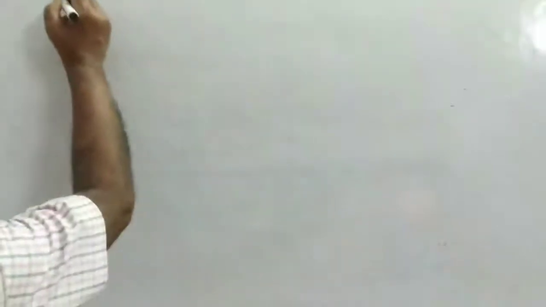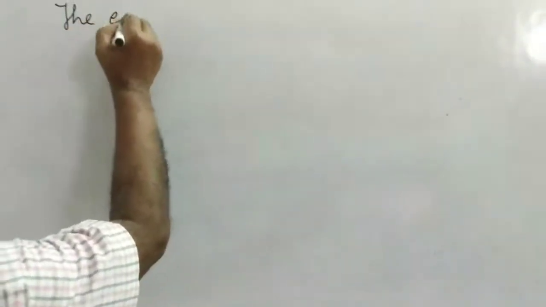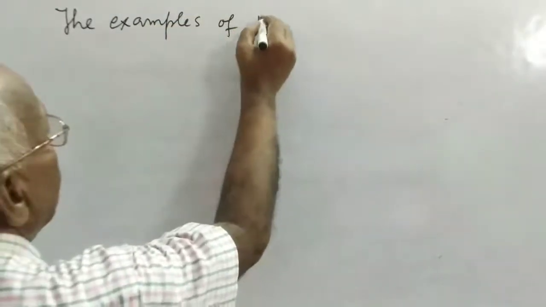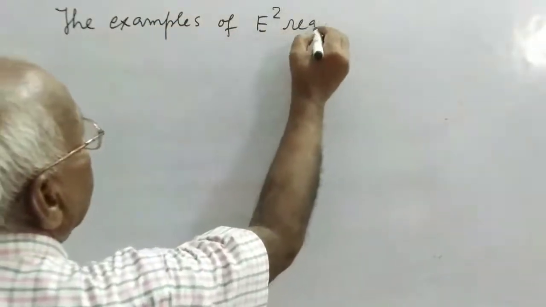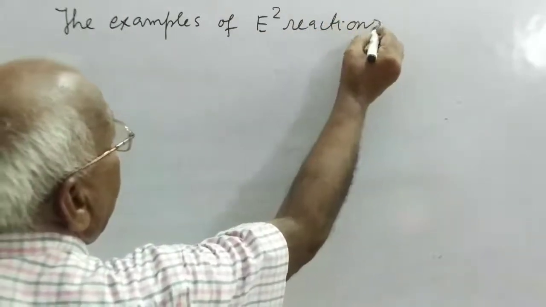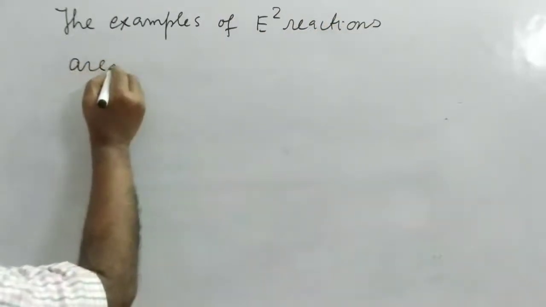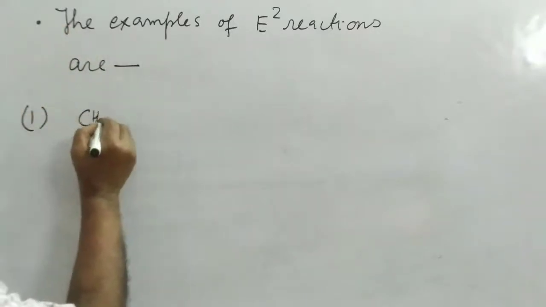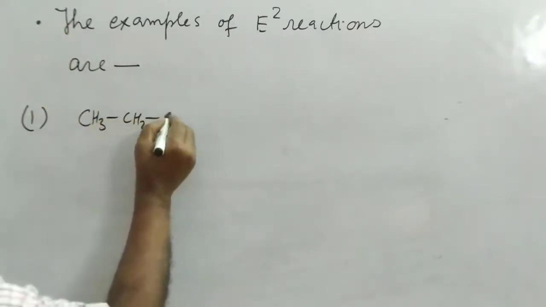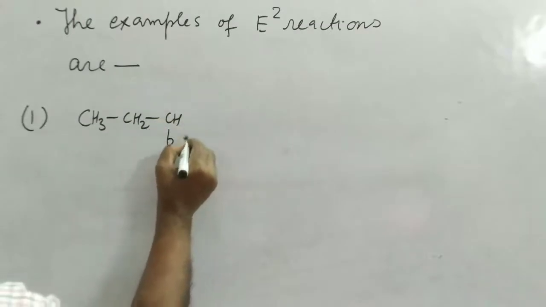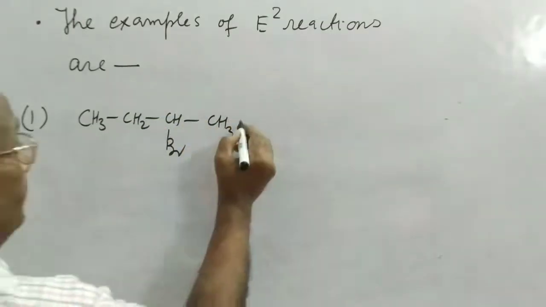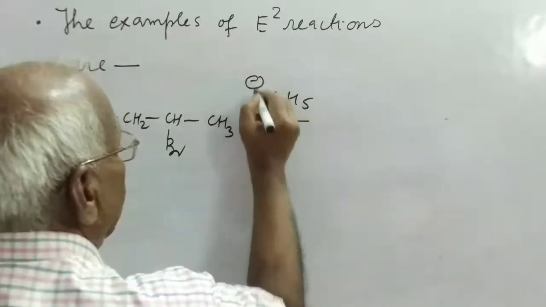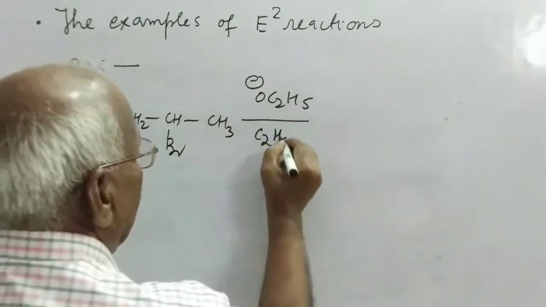The example of E2 reactions is CH3CH2CHBrCH3. It is going to react in presence of ethoxide in ethanol.